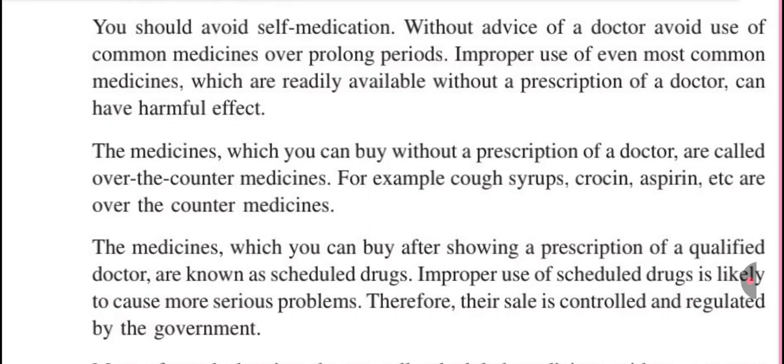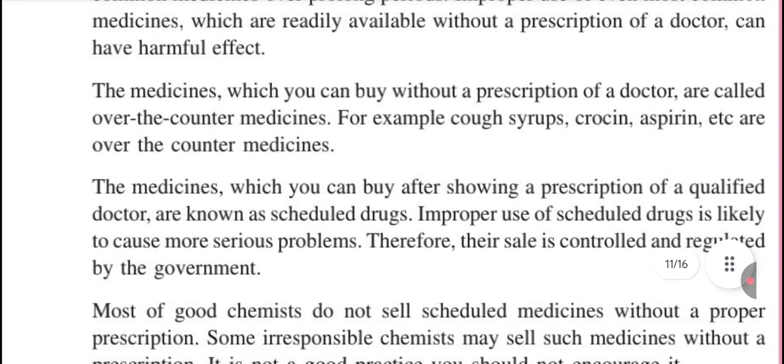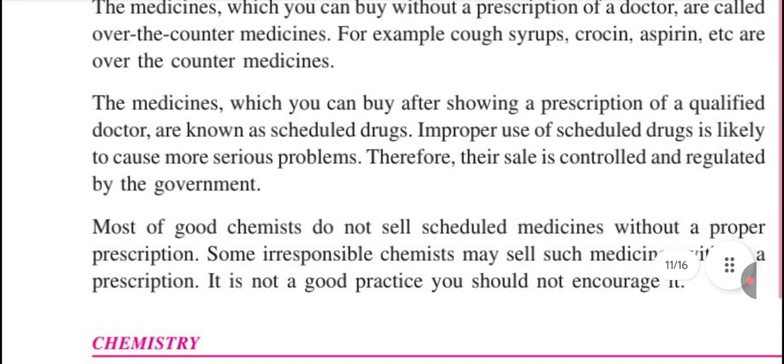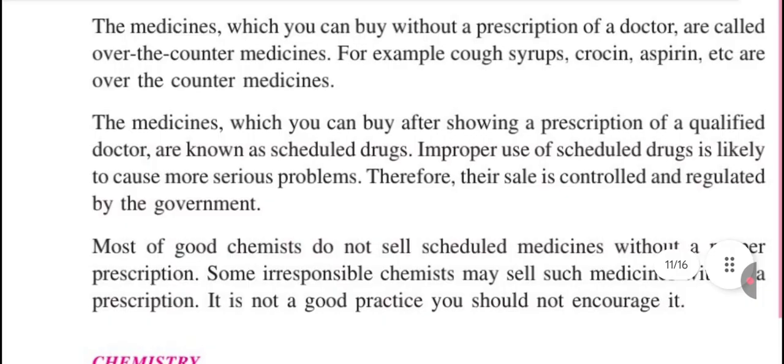The medicines which you can buy without a prescription of a doctor are called over-the-counter medicines. For example, cough syrups, Crocin, aspirin, etc. are over-the-counter medicines. The medicines which you can buy after showing a prescription of a qualified doctor are known as scheduled drugs. Improper use of scheduled drugs is likely to cause more serious problems. Therefore, their sale is controlled and regulated by the government.